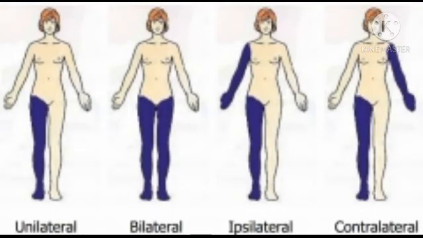When two structures are on the same side of the median sagittal plane, for example, the right arm and the right lower limb, we say they are ipsilateral to each other. If they are on the opposite sides, we say they are contralateral to each other. If they are found on both sides, let's say right and left, we say they are bilateral. If it's on one side, we say it's unilateral.